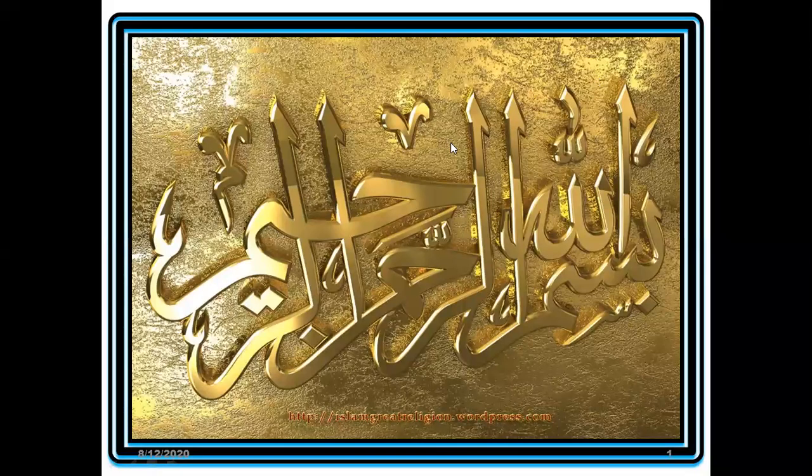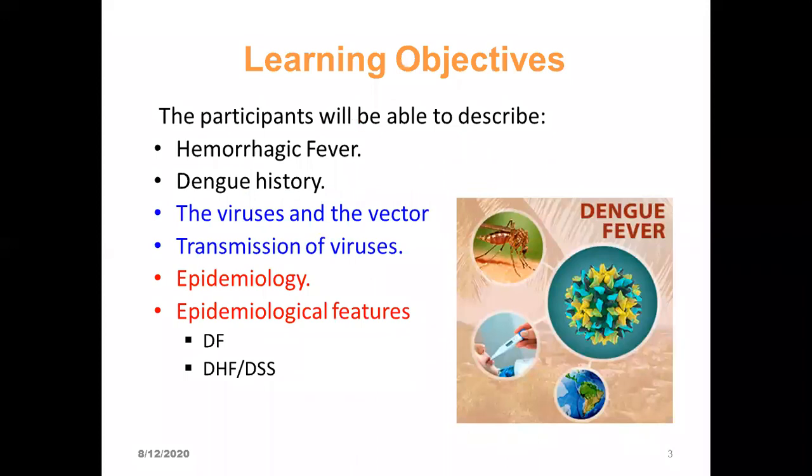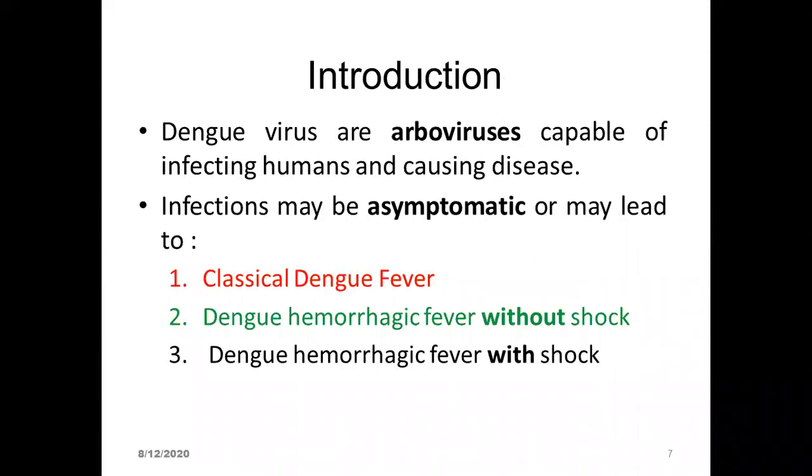Today we are going to discuss an important communicable disease, that is dengue and dengue hemorrhagic fever. A dengue-like illness dates back to more than 200 years ago. In 1780, outbreaks were found in Asia, Africa, and North America. Viral etiology was established in 1940. Global pandemic in Southeast Asia after World War II occurred. So there were many epidemics and pandemics after World War II in Southeast Asia.